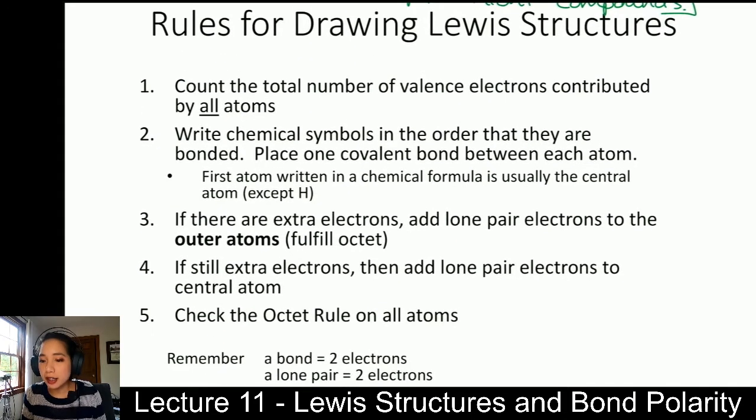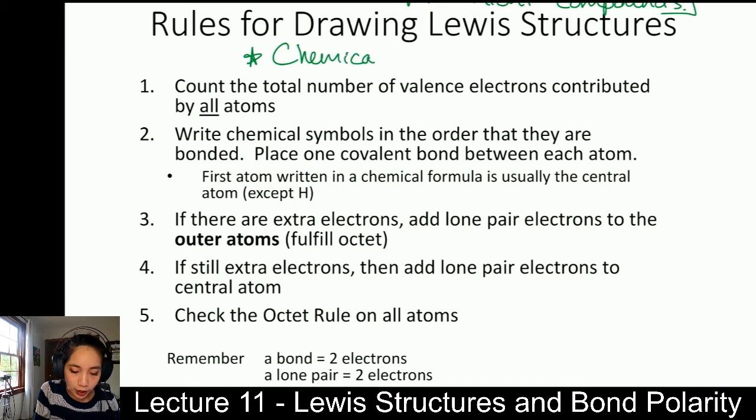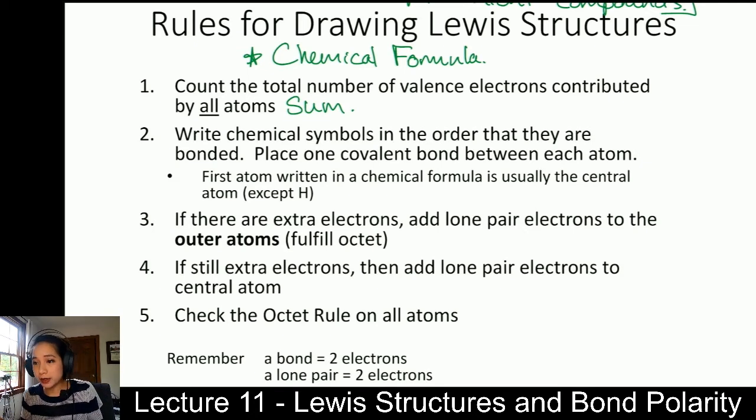So the first thing that you need is a chemical formula. So typically a question will say, okay, draw the Lewis structure for this covalent compound where I give you the chemical formula. So that's the first thing you need in order to draw a Lewis structure, the formula. So once you have that chemical formula, first you need to count all of the valence electrons from all of the atoms. And you want to take the sum of all of those valence electrons from all of the atoms that are listed in the chemical formula. Take note of the subscripts that are there.